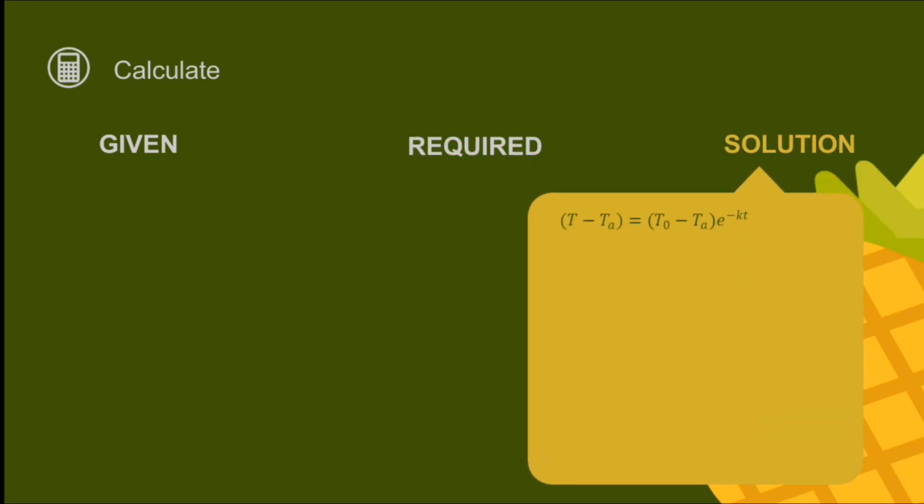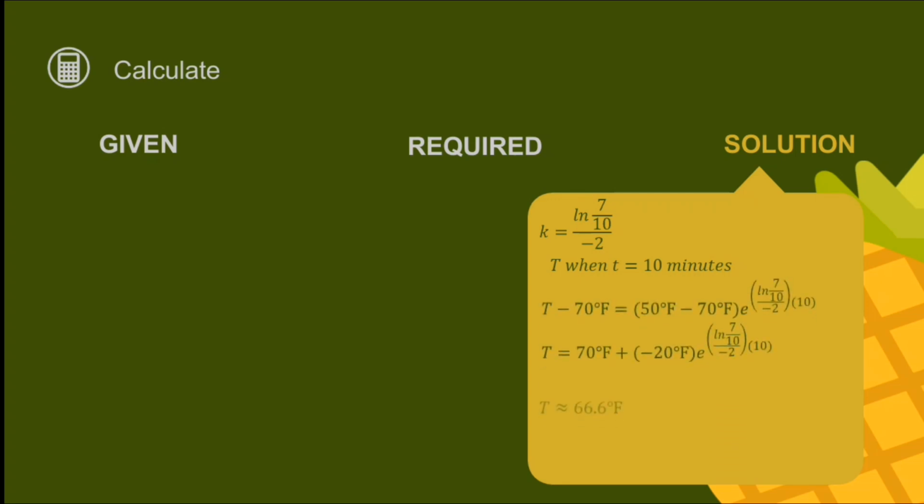So to solve, we will also use this formula. So let us substitute the variables in the given formula. So now that we have the value of k, let us now determine the value of temperature when the time is equal to 10 minutes. So T is approximately 66.6 degrees Fahrenheit.